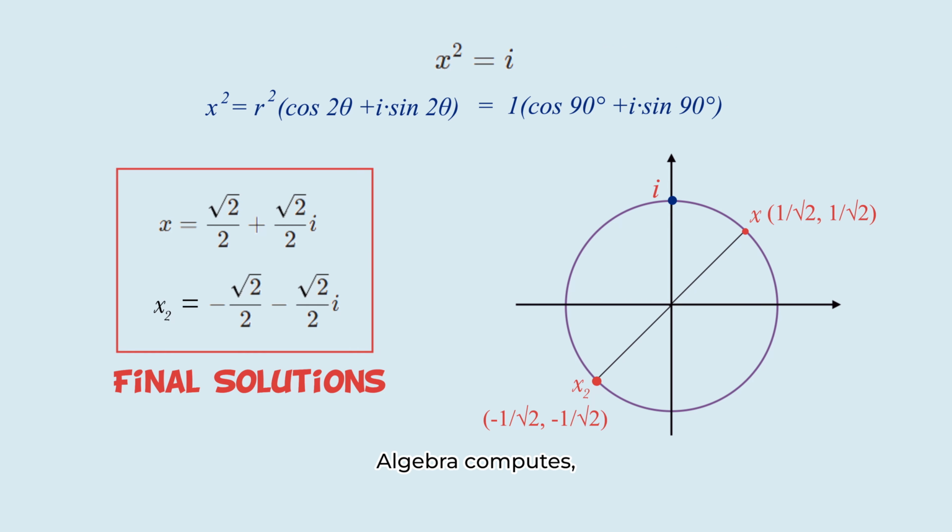Algebra computes. Geometry reveals. Same equation, 2 completely different ways of seeing. Is there a simpler way to look at it?